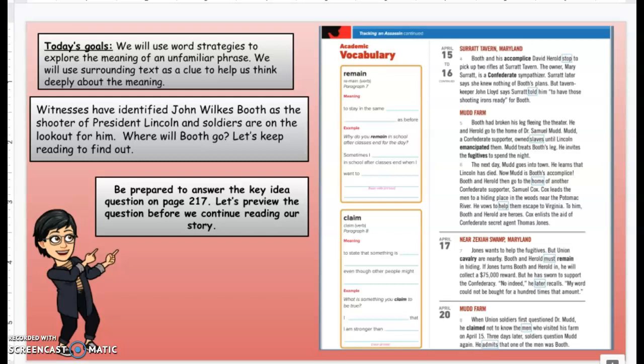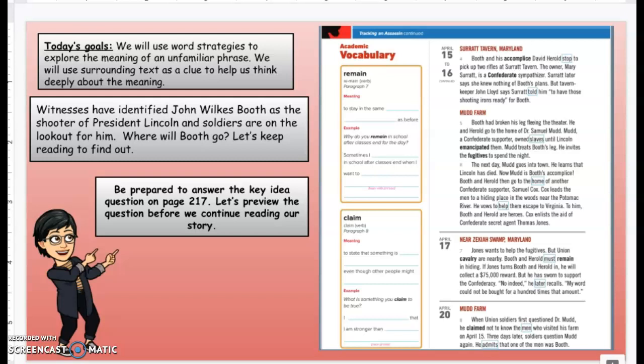April 26th, Garrett Farm. The cavalry arrives at the farm. The final showdown has begun. The Garretts have locked Booth and Harold in a tobacco barn. Harold surrenders, but Booth refuses to be taken alive. The troops set the barn on fire.